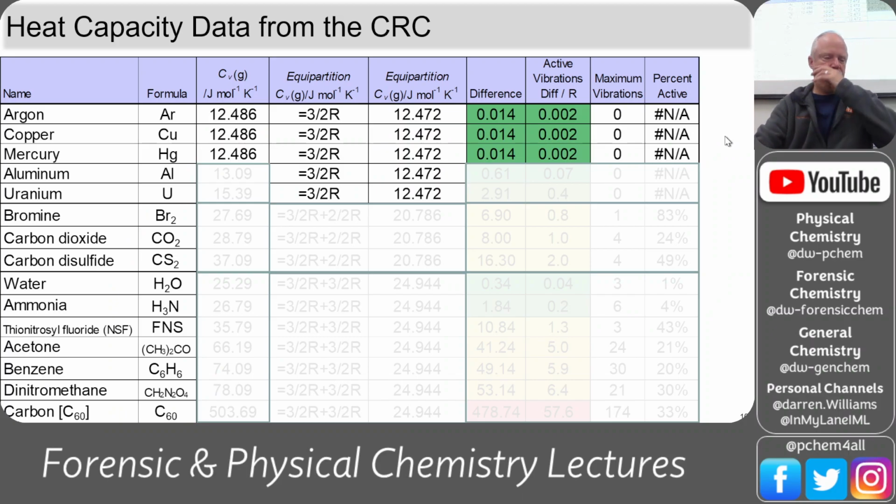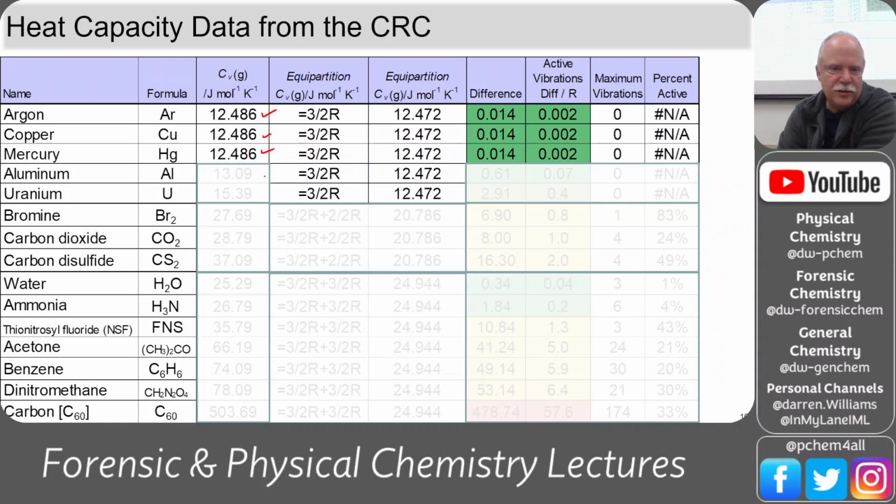So let's look at some data from the CRC, and this is pretty cool. Notice for the heat capacity at constant volume, whether it's argon or mercury, it's the same. Isn't that cool? Doesn't matter what mass, you know, at all. That's the translational heat capacity of argon vapor or mercury vapor.